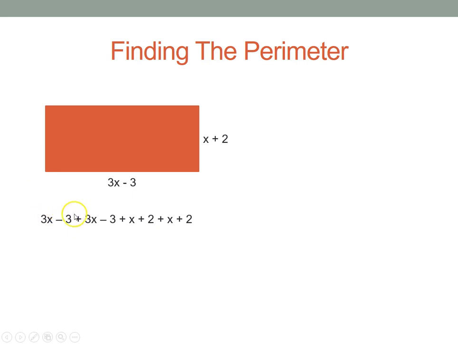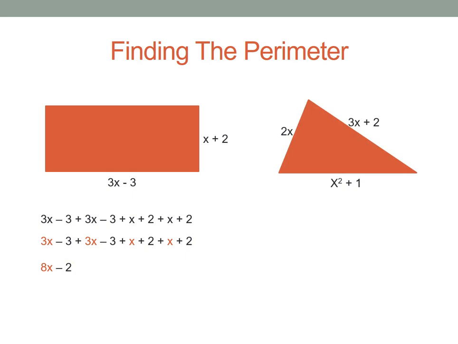And look, there are a lot of terms here. I've got 8 terms to combine. So I need to figure out my different families. Here I've color-coded in orange and black. I've got my x family, and I've got my constant family. If I combine 3x plus 3x plus x plus x, that would give me 8x. And if I combine my constants, minus 3 minus 3 plus 2 plus 2, I get minus 2. So the perimeter is 8x minus 2.